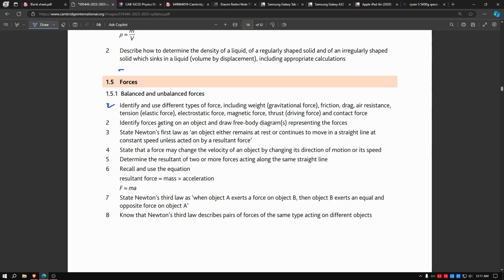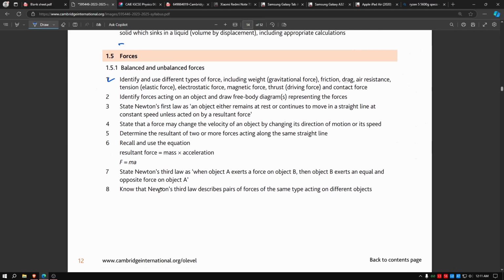Identify forces acting on an object and draw free body diagrams representing the forces. So they will give you a question, and the questions will come like this: a force is towards the right, 10 newtons. A force is downwards, 10 newtons, and there is a weight of 10 newtons. They'll say draw a free body diagram. So what do they mean by that?